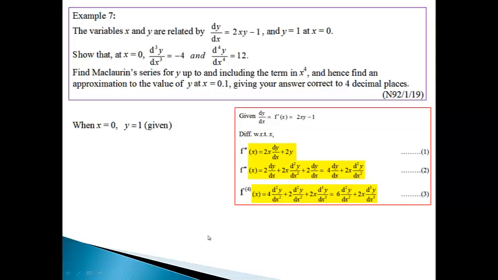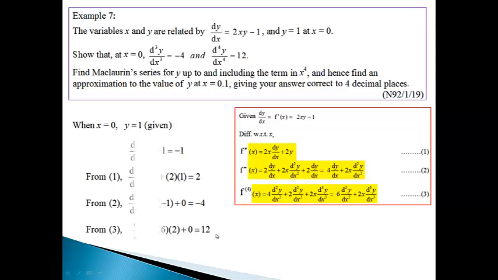It's given that when x is 0, y is 1. So subsequently we can find out the value of dy/dx. dy/dx is exactly 2xy minus 1, so substituting x is 0 and y is 1, we'll arrive at negative 1. As for d²y/dx², we have 2x dy/dx plus 2y. Substituting x equals 0, y equals 1, and dy/dx equals negative 1, I'll arrive at this as my answer. The d²y/dx² is 2.